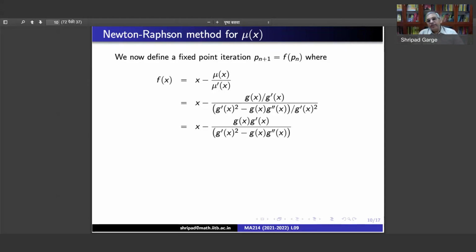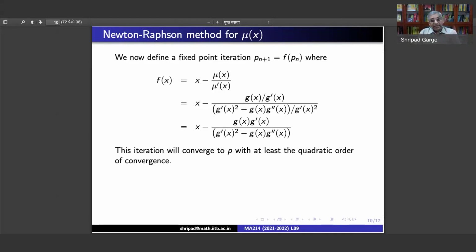This is the slightly modified Newton-Raphson method. Okay, so this iteration will now converge to p with at least a quadratic order of convergence. Why? Because mu is a function which has p as a simple zero, and then we are applying the Newton-Raphson method to such a function, and therefore we are going to get this fixed point iteration method which will converge to the point p with at least the quadratic order of convergence.